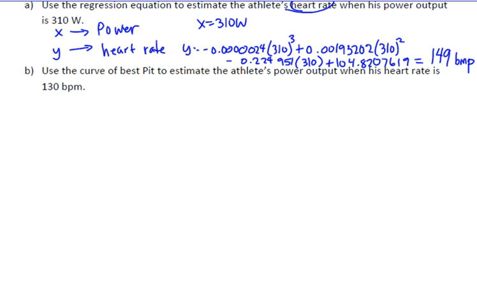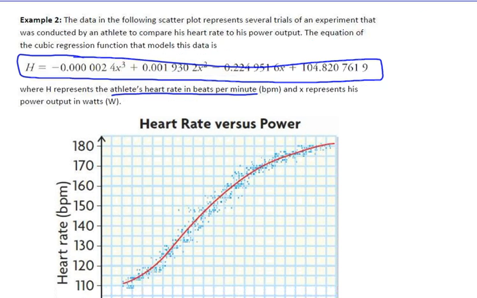Okay, use the curve of best fit to estimate the athlete's power. So we're just estimating now. There's a difference between estimating and if I asked you to use the regression equation, we'd have to go y2 equals and find the intersection. This one we're just going to estimate.